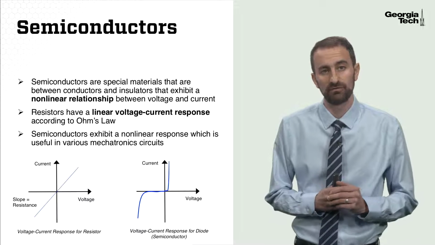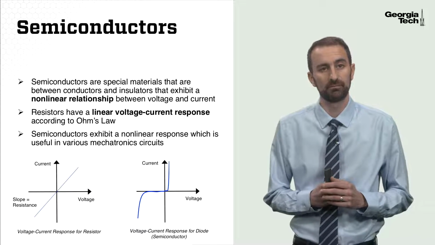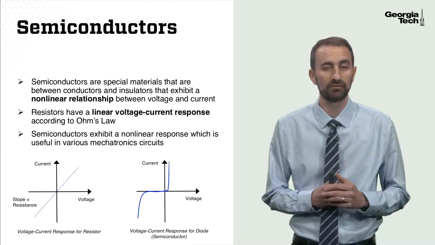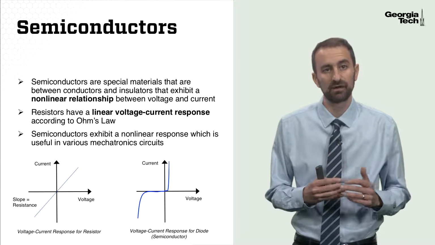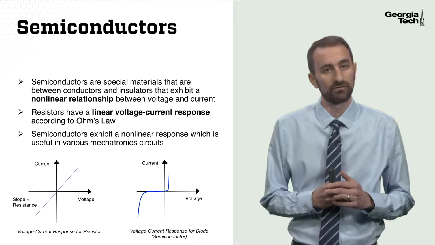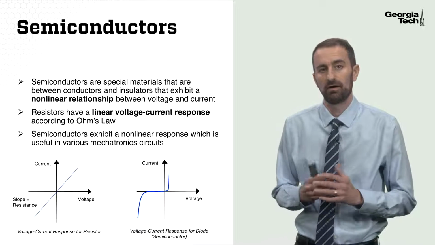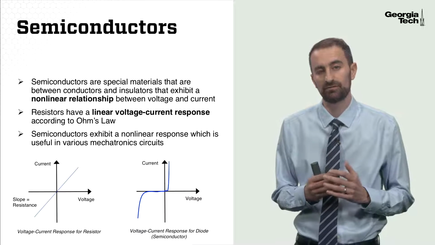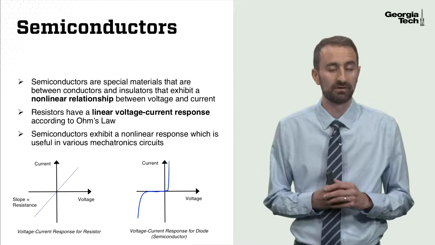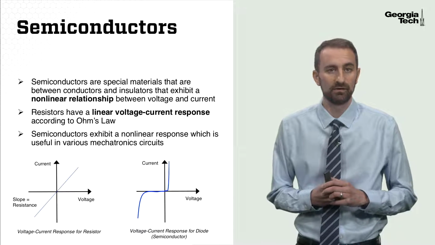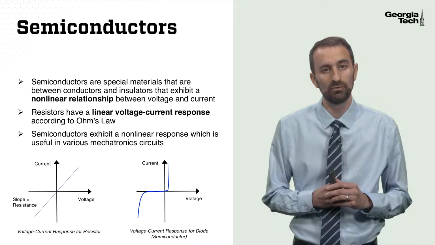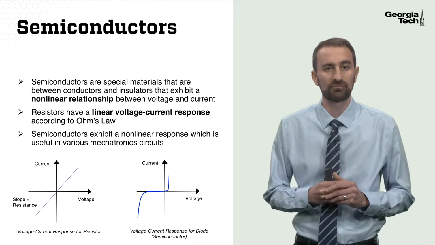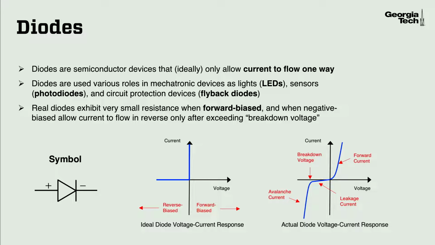That voltage-current response is shown at the bottom left, where the slope of that blue line, for a resistor for instance, or any type of conductor or insulator, is the resistance of the material. Now, the plot on the right shows the voltage-current response for a semiconductor. And you can see that it's not a straight line. So semiconductors exhibit a nonlinear response, and that nonlinear response can be used for a lot of different purposes in mechatronic circuits. Let's look at that voltage-current response for a particular type of semiconductor called a diode.